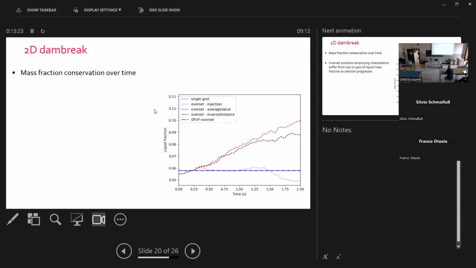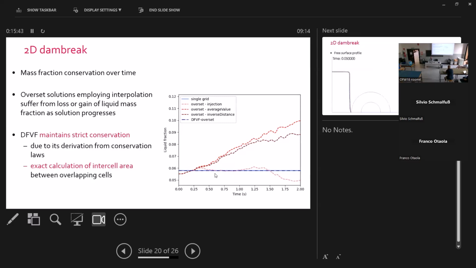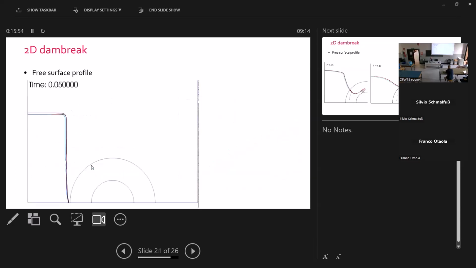First thing I'm going to look at is mass conservation. With the DFVF, we have strict mass conservation here in purple, and the light blue is the single grid as well. Whereas all of the overset schemes suffer from a loss or gain of liquid fraction from the domain over time. So DFVF maintains strict conservation. It's inherently conservative, actually, due to its derivation from the conservation law and exact calculation of intercell areas.